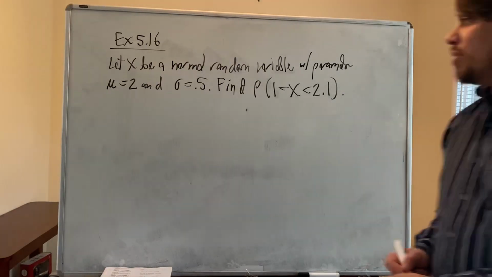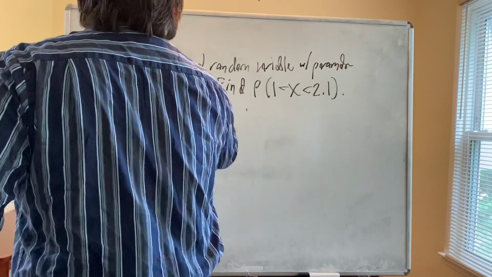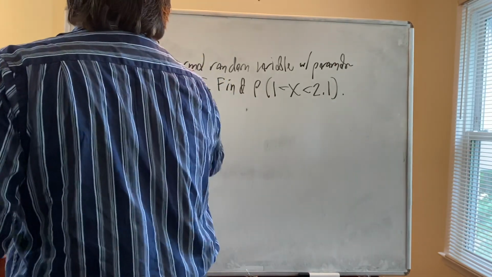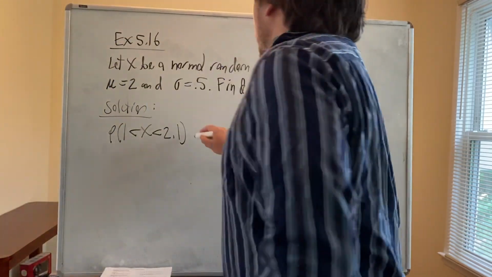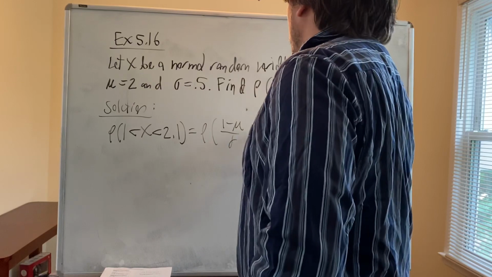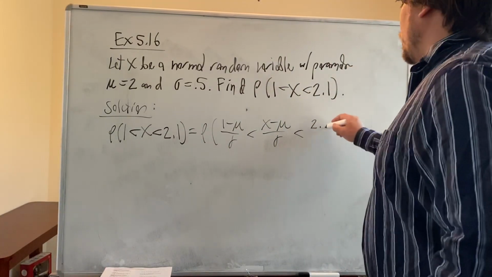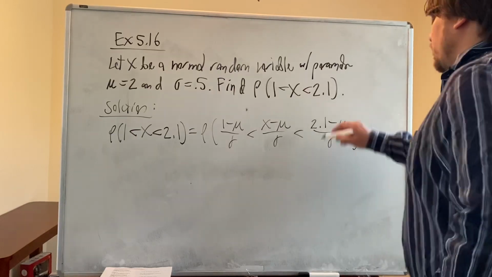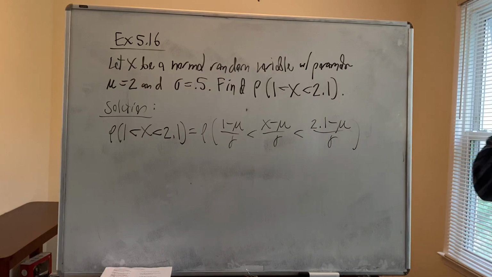And so we're just going to use the method before. So this is the solution to exercise 5.16. The probability that 1 is less than X less than 2.1 is equal to the probability that (1 minus mu) over sigma is less than (X minus mu) over sigma, which is less than (2.1 minus mu) over sigma. Just like on the method I showed in the previous board, I'm going to take each of these things, subtract by mu, and divide by sigma.